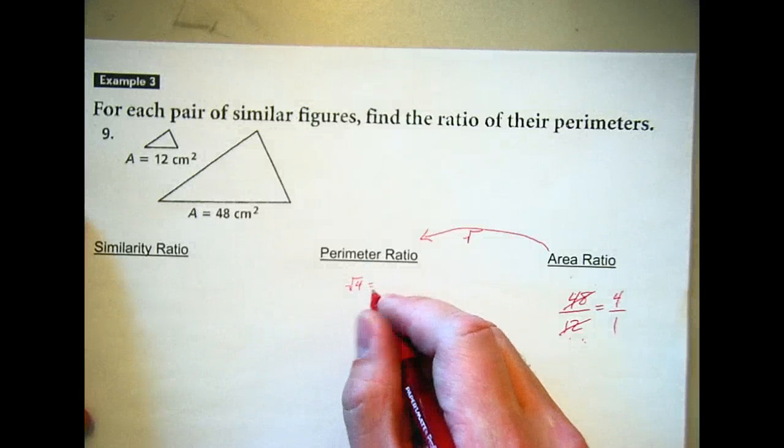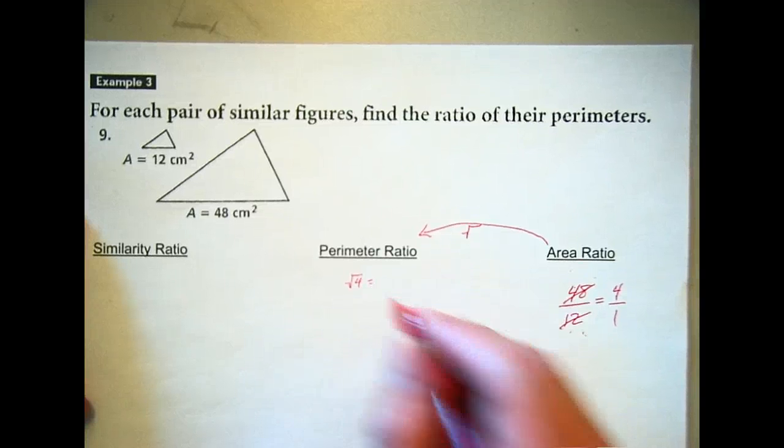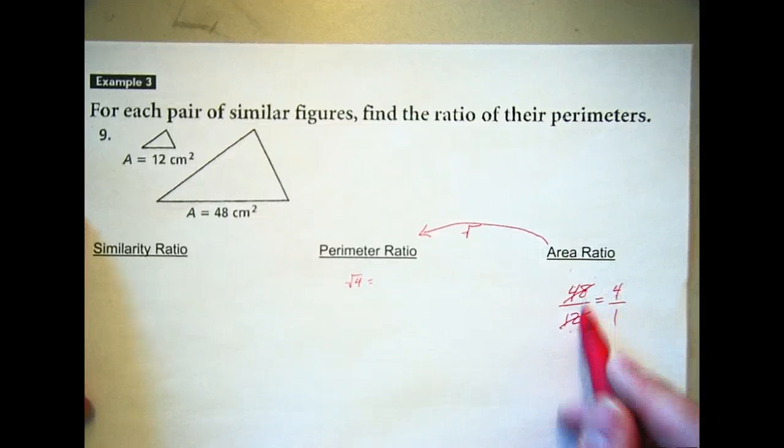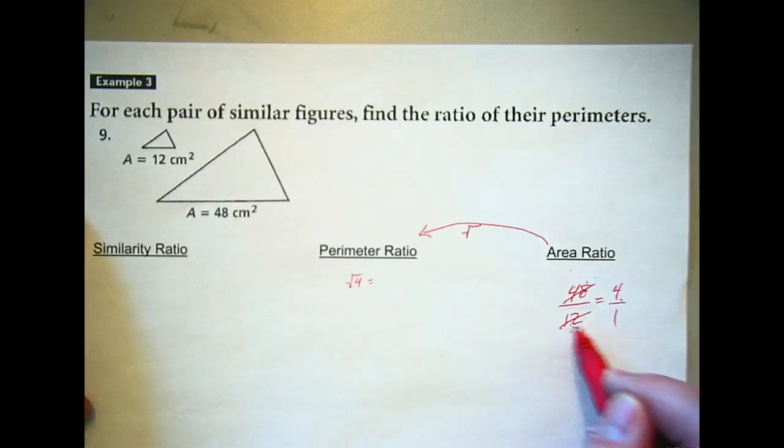Root 4 is? Holy cow. Wouldn't it be root 48? Oh, we simplified, right? So you said 12 goes into 48 4 times. 12 goes into 12 once.